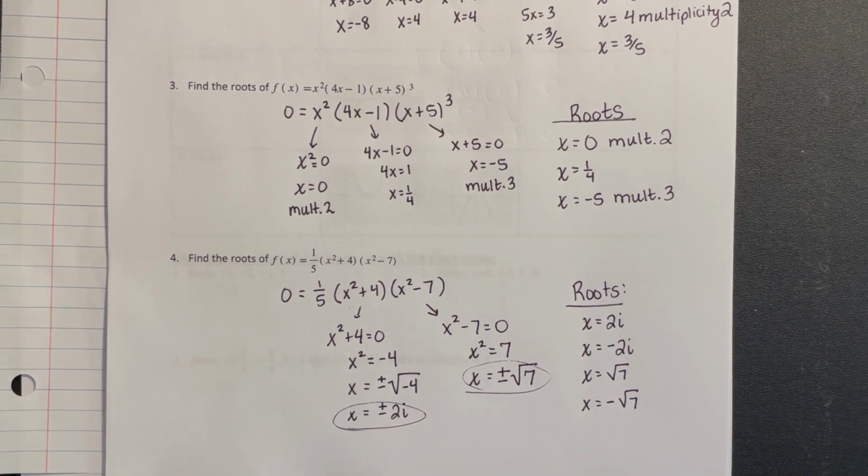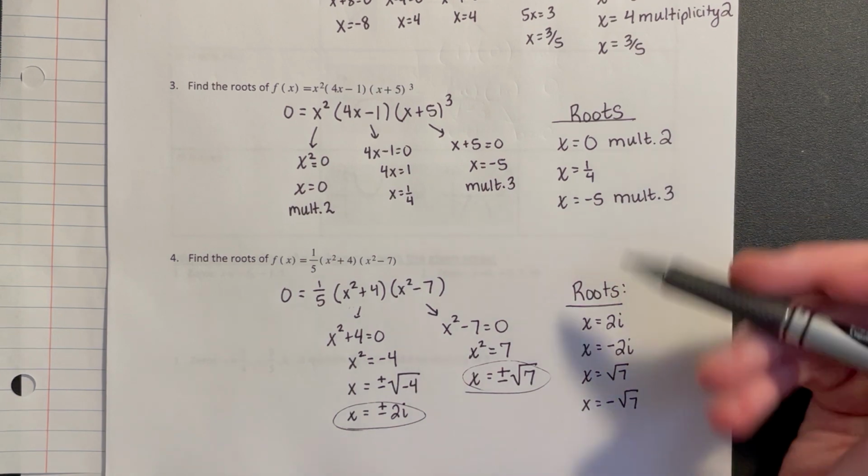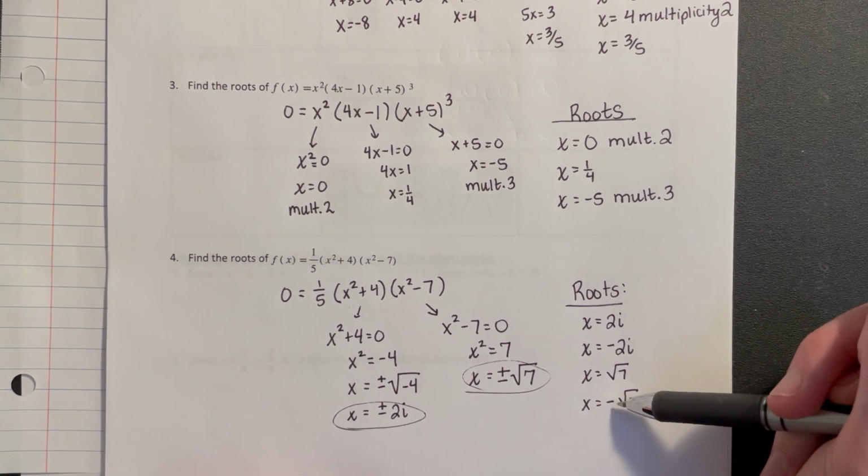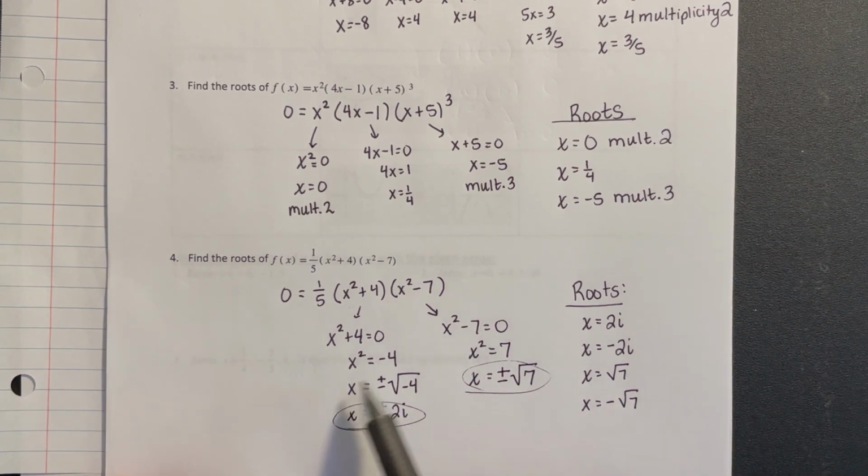The degree of the polynomial helps me know how many roots there are. If we want to work the other way, if I know how many roots there are, then that also tells me this is a degree 4 polynomial.